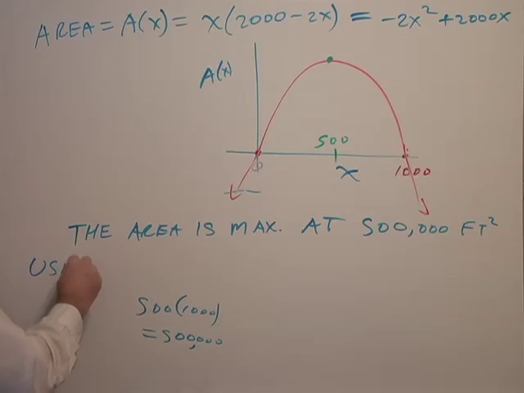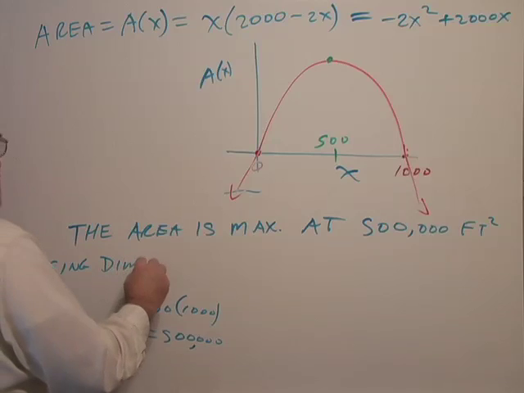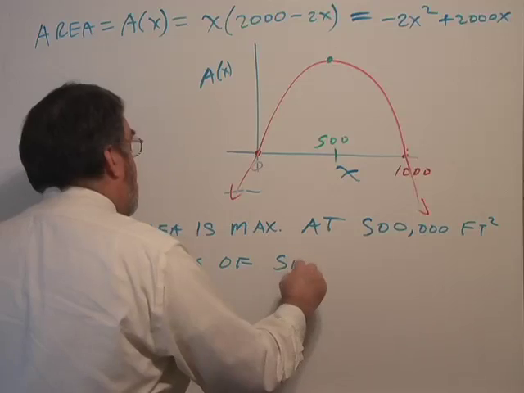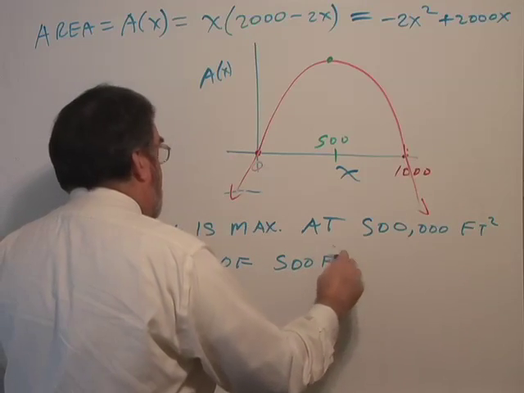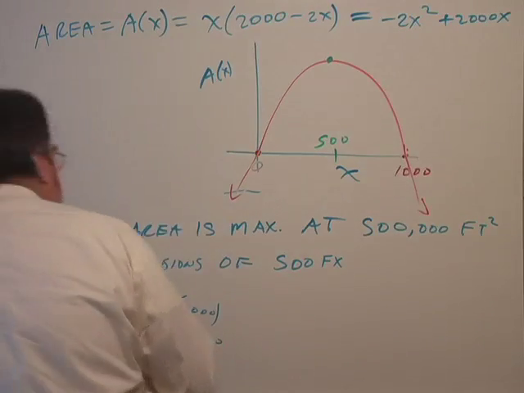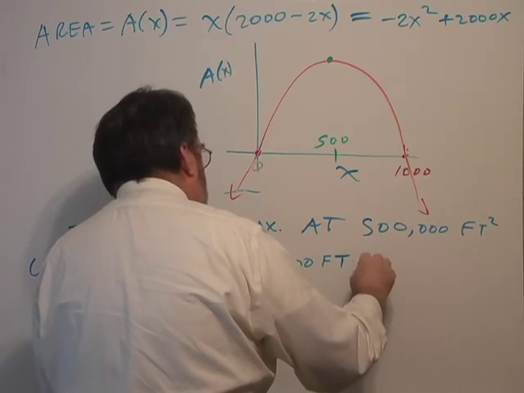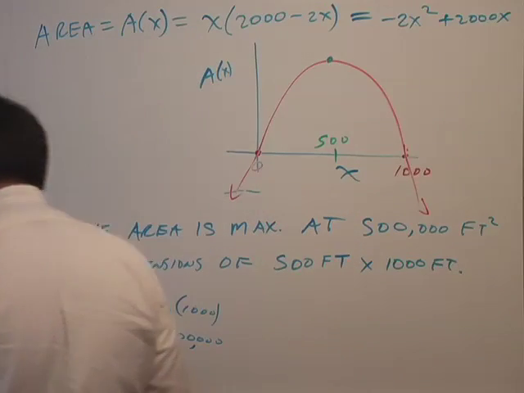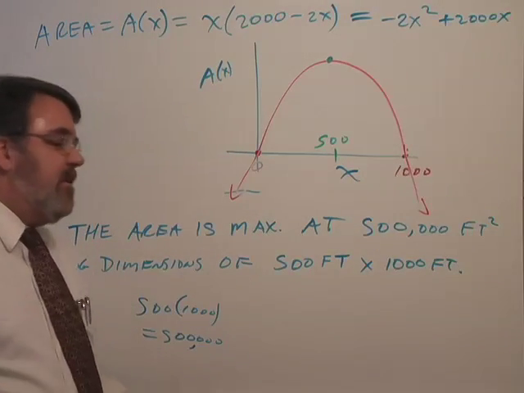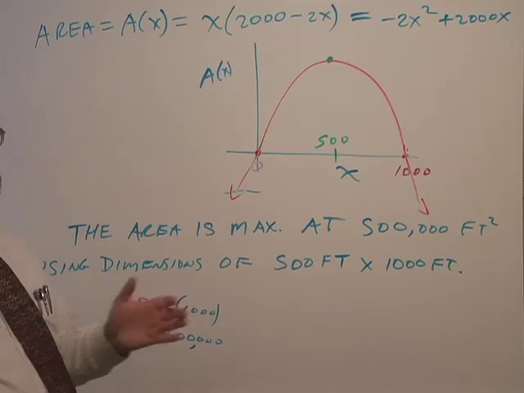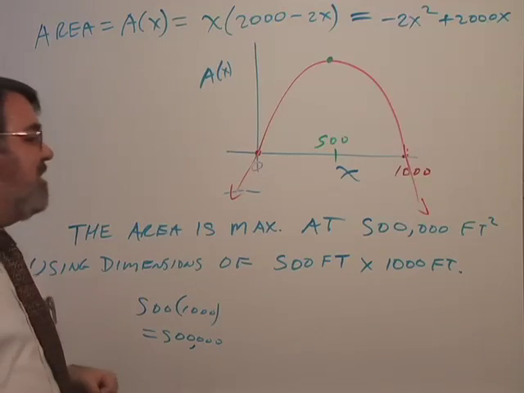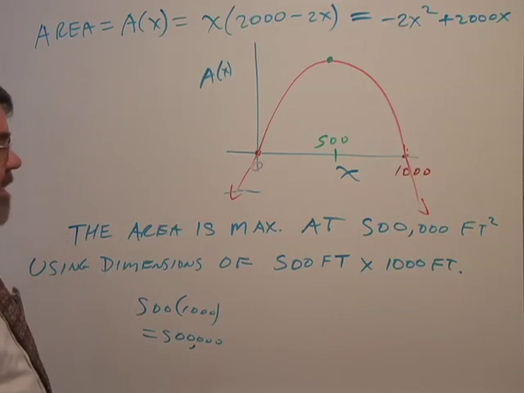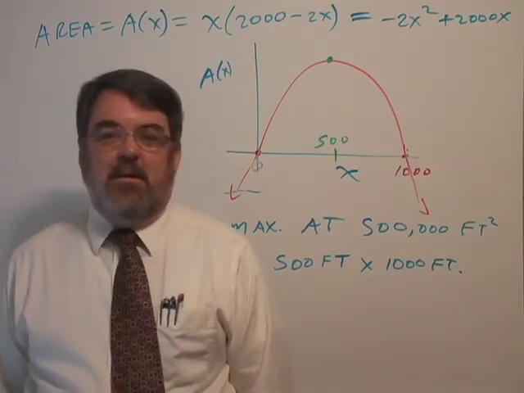using dimensions of 500 feet. Whoops. Let me get my feet in there. Times 1,000 feet. There we go. So dimensions are 500 feet times 1,000 feet. In other words, it's twice as wide as it is tall, and there's the maximum area. All right. Well, let's go on and do a different problem here.